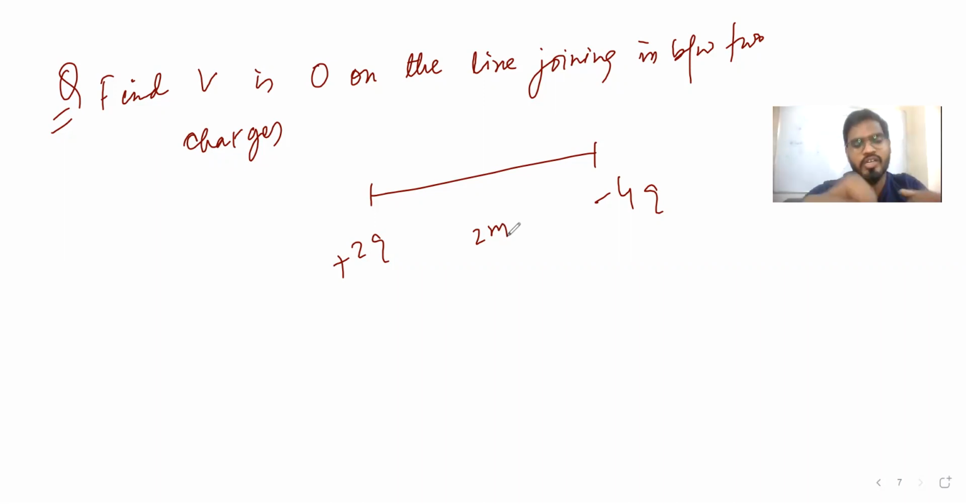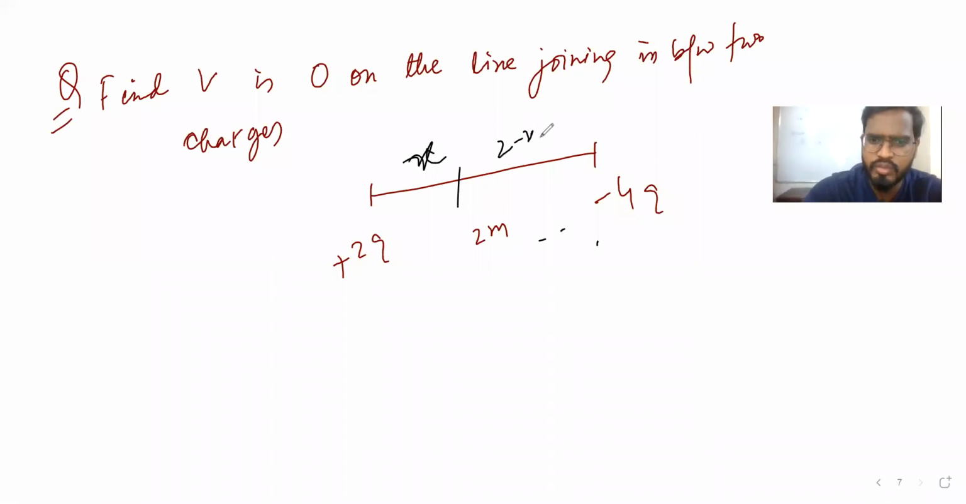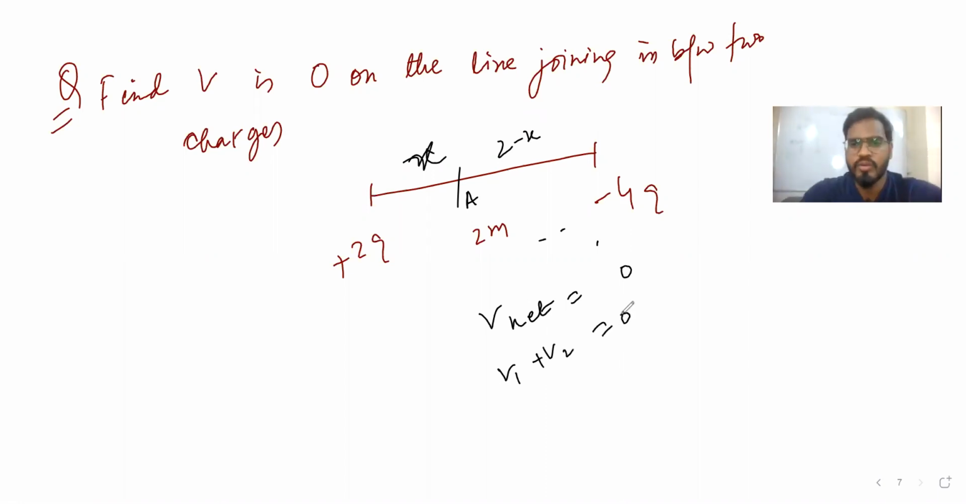Same thing here also. Let's consider this distance x, and this distance is going to be 2 minus x. No problem with direction. Let's take this point as A. Net potential V net is equal to 0. So V net is V1 plus V2, and V1 plus V2 should be equal to 0.